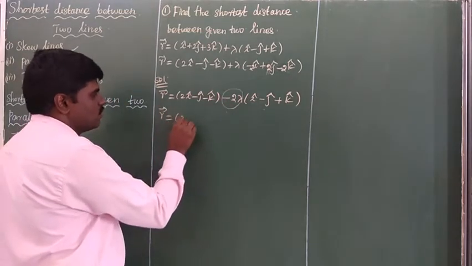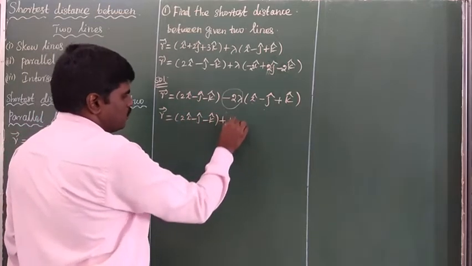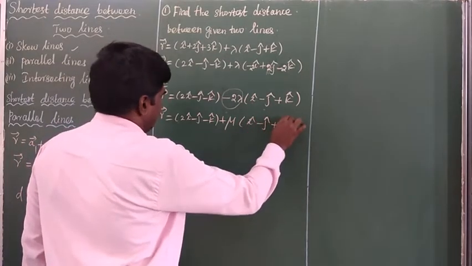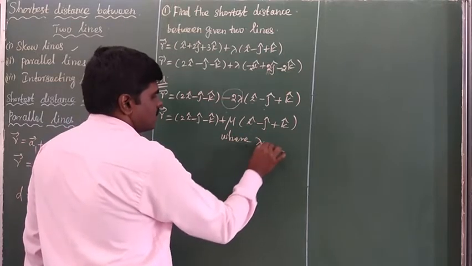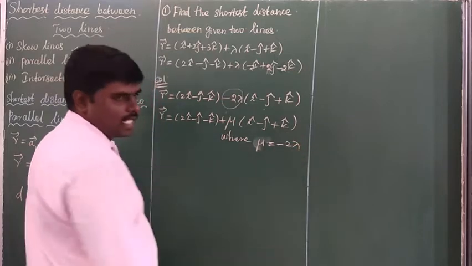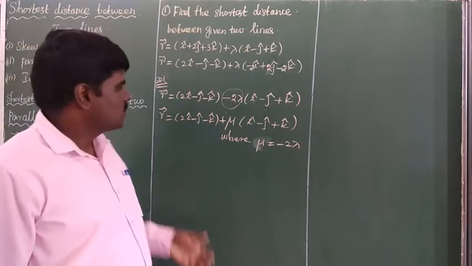So I will choose 2 i cap minus j cap minus k cap plus mu times i cap minus j cap plus k cap. I will change it, where lambda is equal, mu is equal to minus 2 lambda. This is a scalar only, so I will take mu as a scalar. Is that clear? So now you will check it.